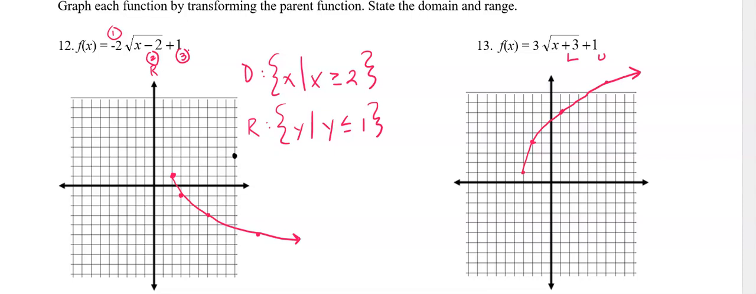Of the transformed parent. The domain will be x's that are greater than or equal to -3. The range will be y's that are greater than or equal to 1.